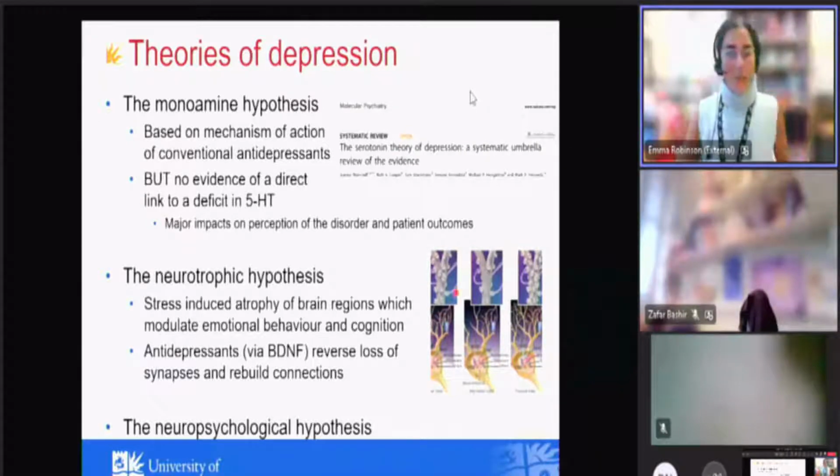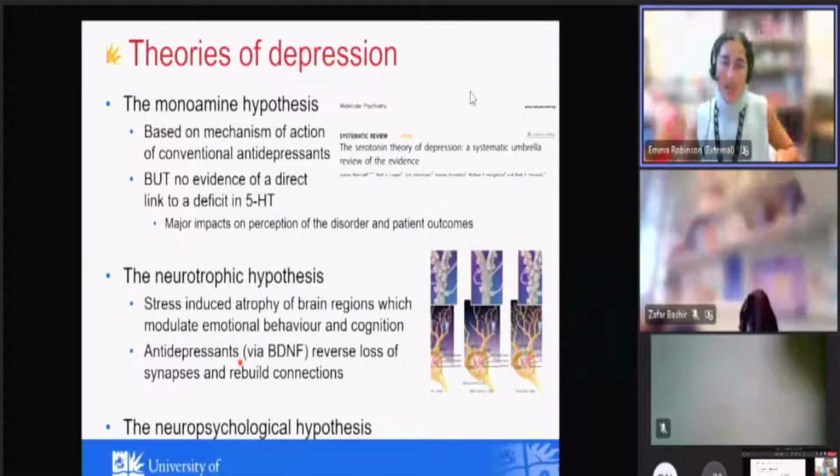And so if we think about the stress-induced atrophy, then how do antidepressants interact with that? There was some really nice evidence from, again, the animal studies showing that antidepressants, via probably brain-derived neurotrophic factor signaling, could reverse the loss of synapses and rebuild these connections. And so really the literature has been strongly dominated by these two hypotheses.